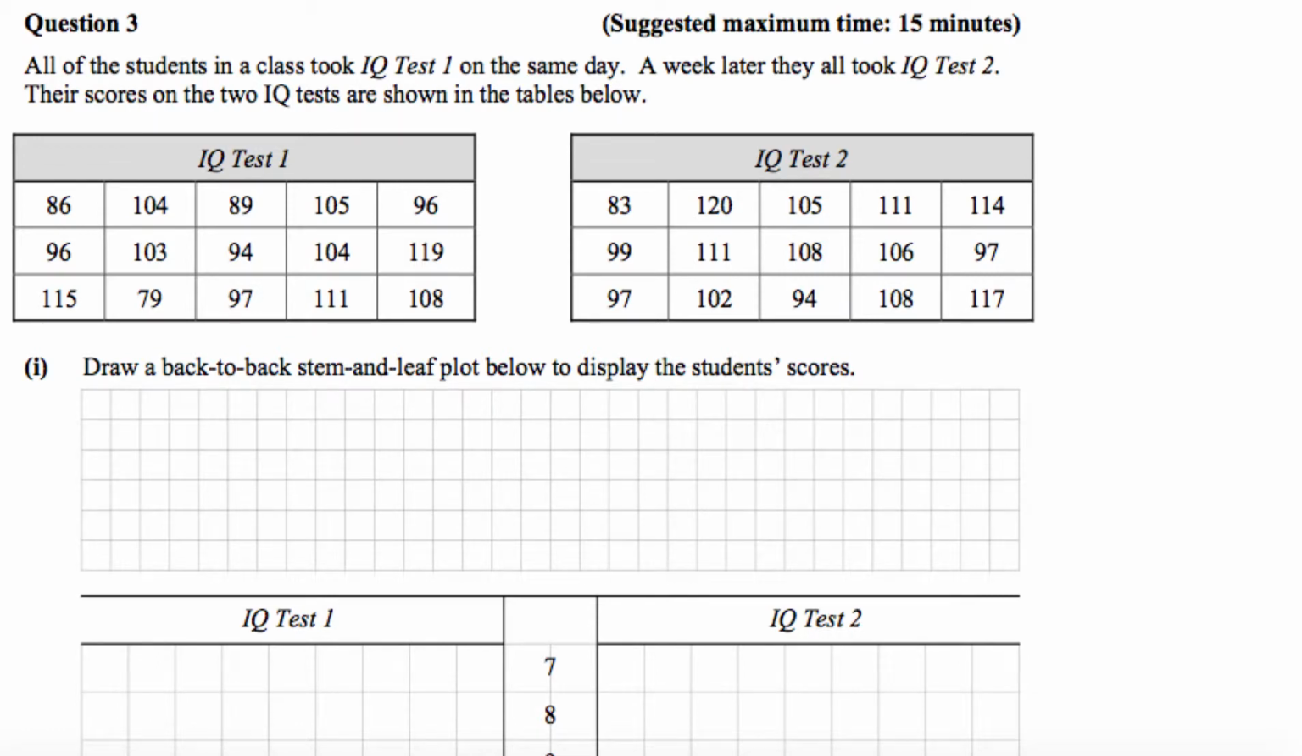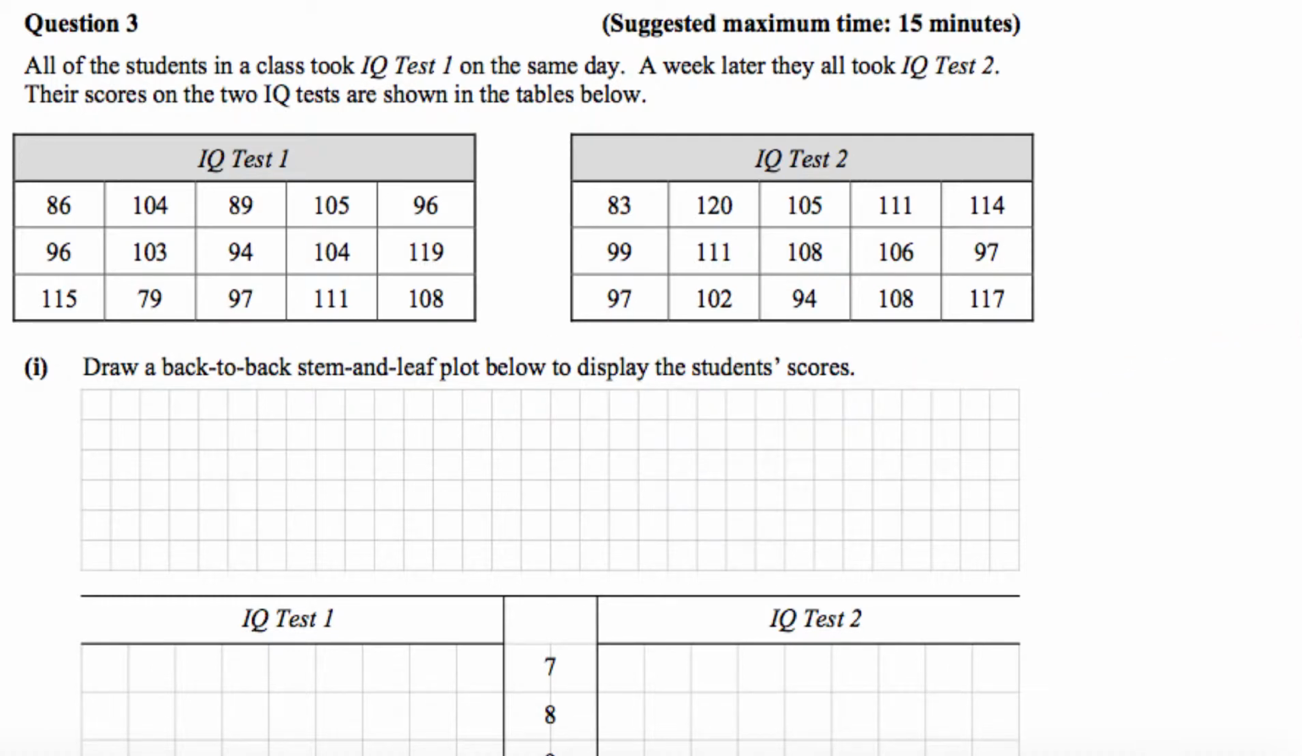So this is the 2014 Junior Cert Higher Level Paper 2 and we're looking at question number 3. All of the students in a class took IQ Test 1 on the same day. A week later they all took IQ Test 2. Their scores on the two IQ tests are shown in the tables below. So we've got IQ Test 1 and IQ Test 2 here. Part 1 says draw a back-to-back stem and leaf plot below to display the students' scores.